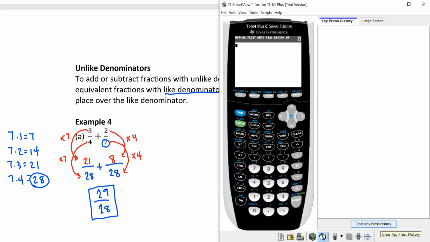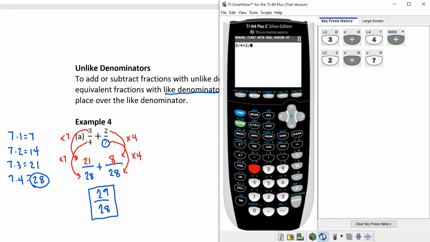So let's verify this with our calculator. 3 divided by 4 plus 2 divided by 7. Now remember, when we press enter, it gives us the decimal form of the answer, but we can shortcut it here and press our math button, choose option number 1, fraction, and press enter, and observe your calculator also leaves it as an improper fraction, 29/28.